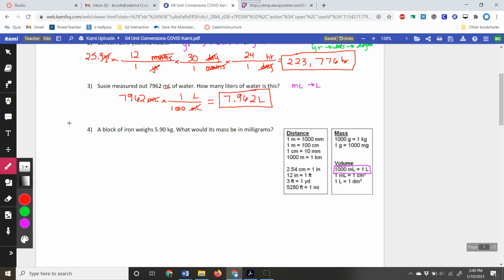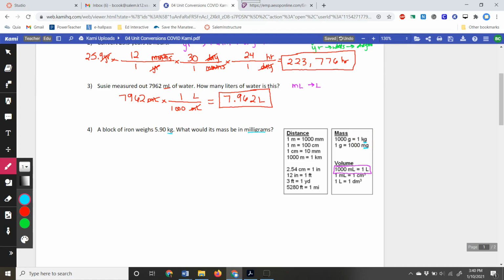Okay. Now let's look at another situation where I'll need to use this equality chart. On this particular problem, notice how it says a block of iron weighs 5.9 kilograms. What would be its mass in milligrams? As I look here, I'm going to notice that here is milligrams and here is kilograms. At least on this equalities list, I don't have a direct relationship between milligrams and kilograms.